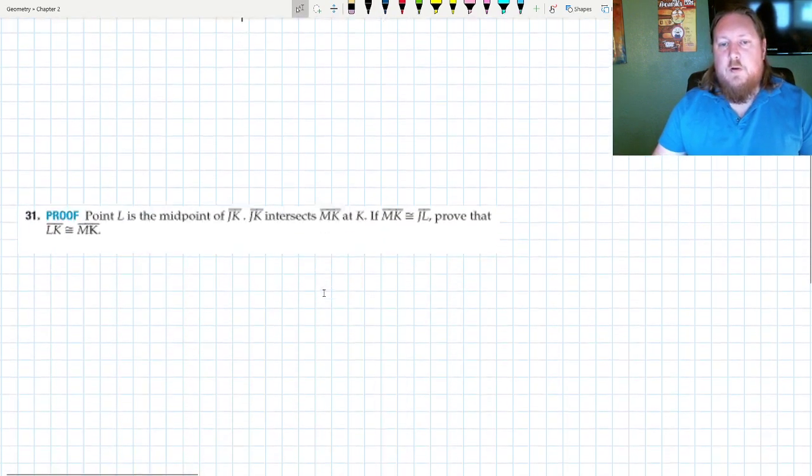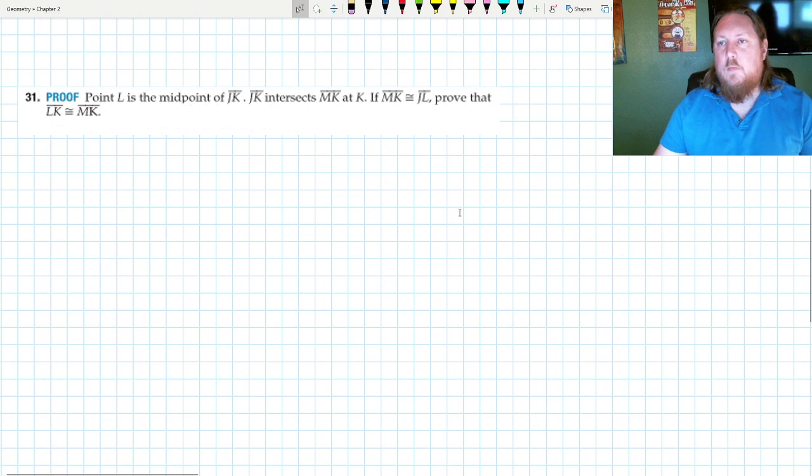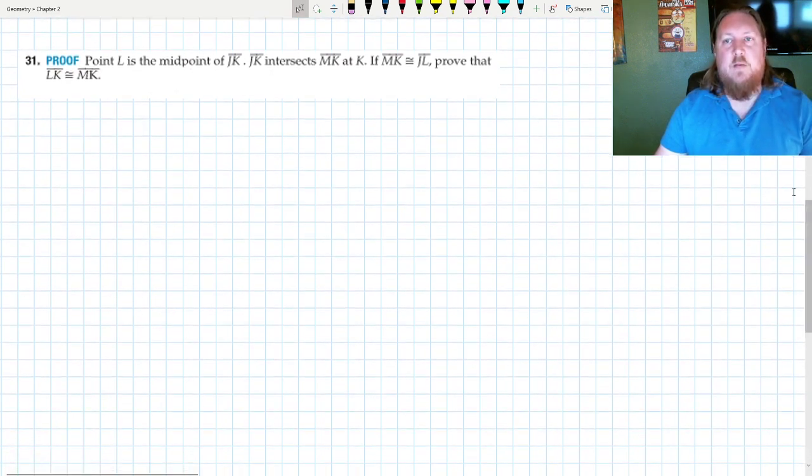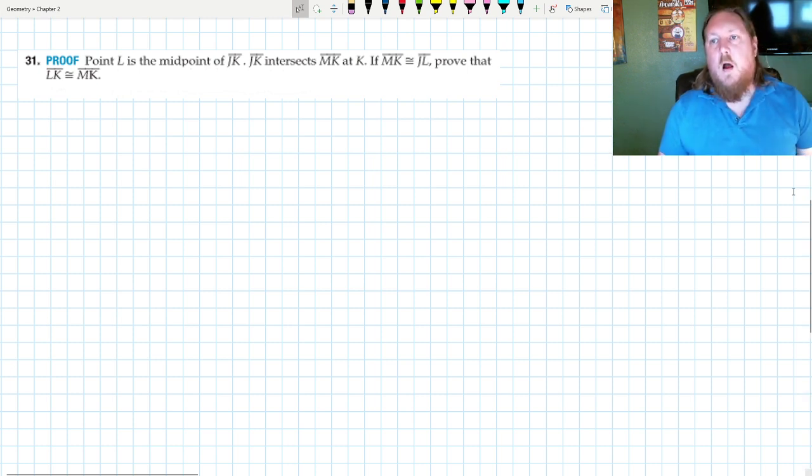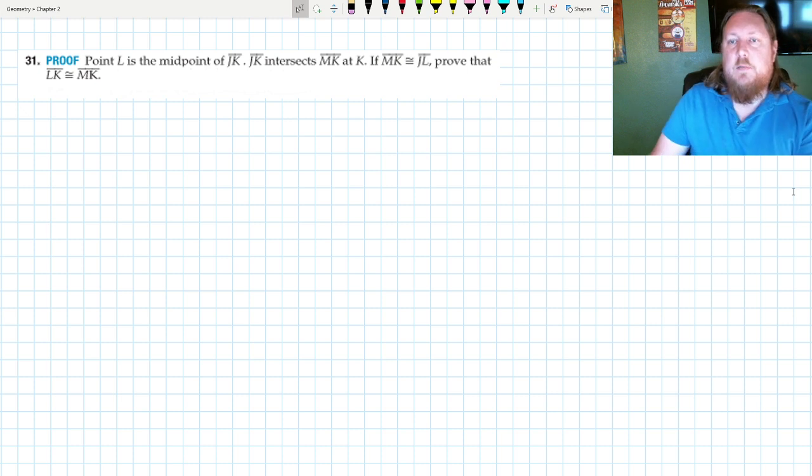Now let's do number 31. So we're going to be using midpoints again, which kind of gives me a clue. I'll probably use the definition of midpoint. Let's draw the picture here.